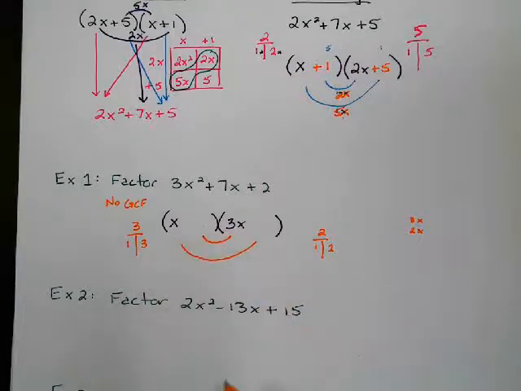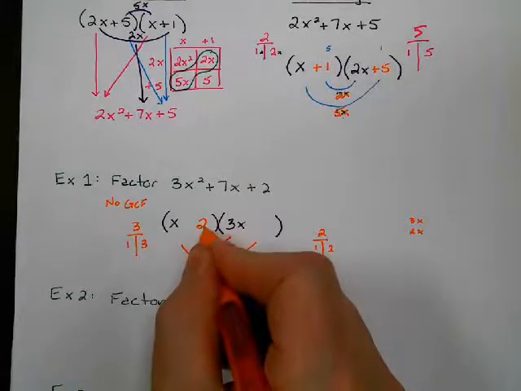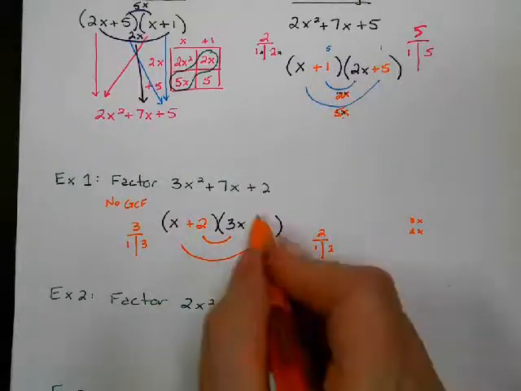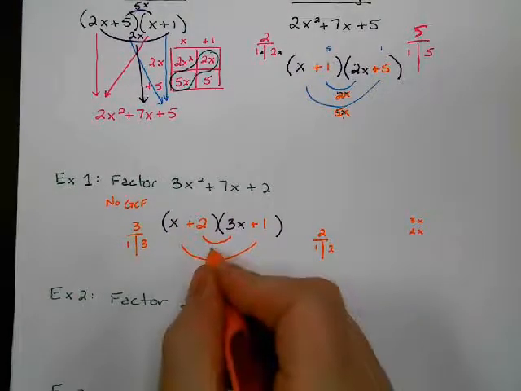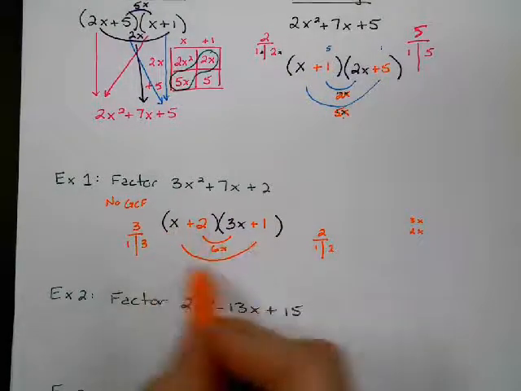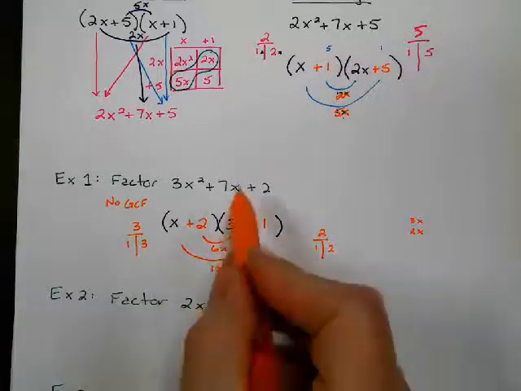So I'm going to try it the other way. I'm going to put a 2 here, and I'm going to put a 1 over here. Let's see what we get. 2 times 3x is 6x. X times 1 is 1x. 6x plus 1x, yes, that is 7x. I've got the right answer.